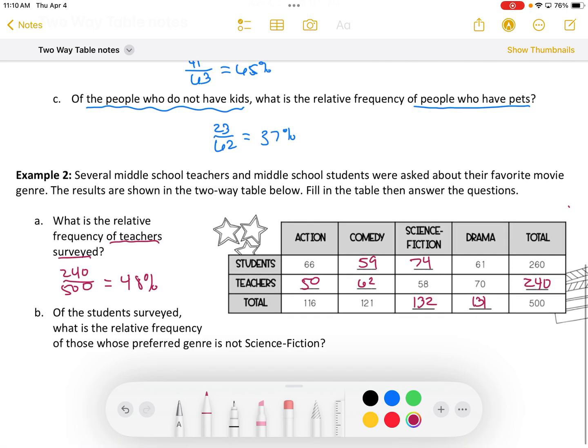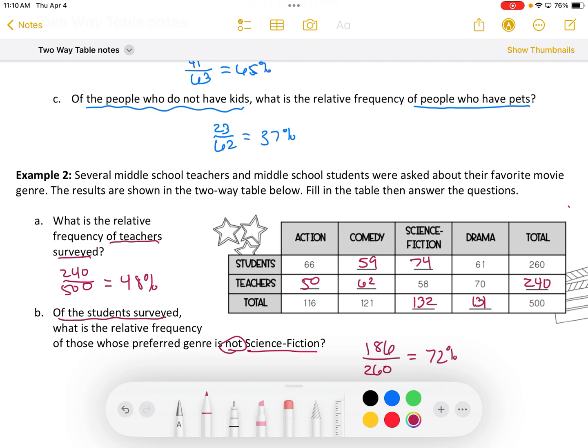And then of the students surveyed, what's the relative frequency of those whose preferred genre is not science fiction? So we're just looking at a total students. So we're looking at a 260. Out of the 260, not science fiction. So I could do 260 minus 74. So that's 186 out of 260 don't like science fiction. So then if we divide that, so we're looking at about 72%.